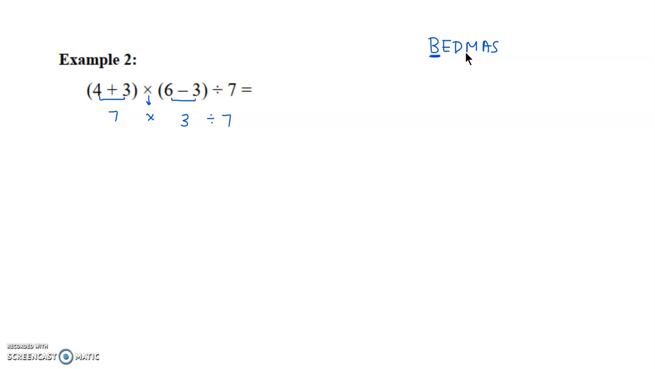Now I have multiplication and division left. Remember, if you have division and multiplication, you work them at the same time, left to right. So 7 times 3, we're going to do that first. That's leftmost. So that's 21. And then we do the division because that's on the right. So 21 divided by 7 is 3.